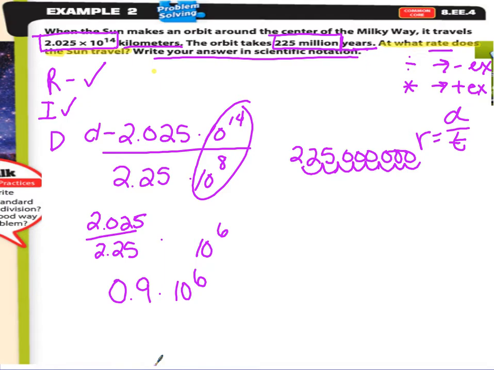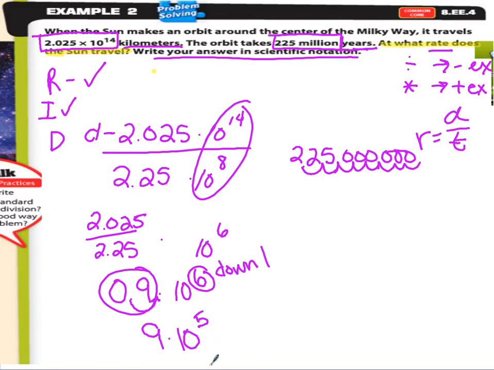Now I have to write it in scientific notation. Even though we think it's in scientific notation, this number is not between 1 and 10. It's less than 1. So I have to move my decimal once to the right, which means my exponent has to change and go down 1. So my answer in this case is that the sun travels at a rate of 9 times 10 to the 5th power kilometers per, and it's years. Whoops, so kilometers per year.